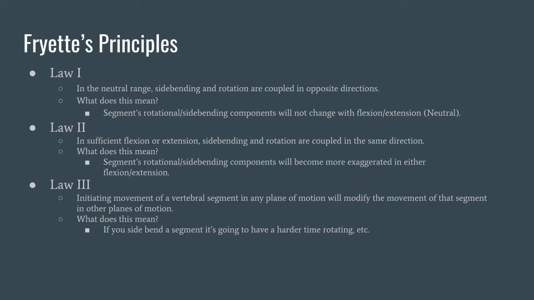What does this mean? If you side bend a segment, it's going to have a harder time rotating, and the opposite is also true. If you rotate a segment, it's going to have a harder time side bending as much. Of note, laws 1 and 2 only apply to thoracic and lumbar vertebrae. The cervical vertebrae are unique. So let's talk about the cervical vertebrae.